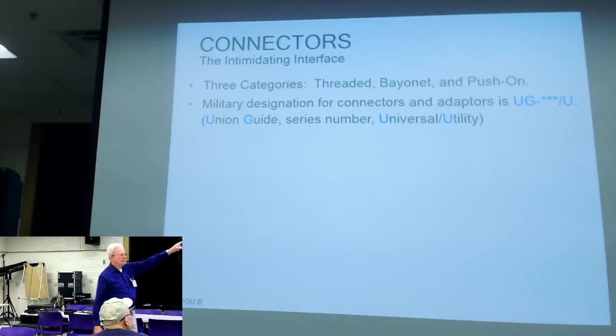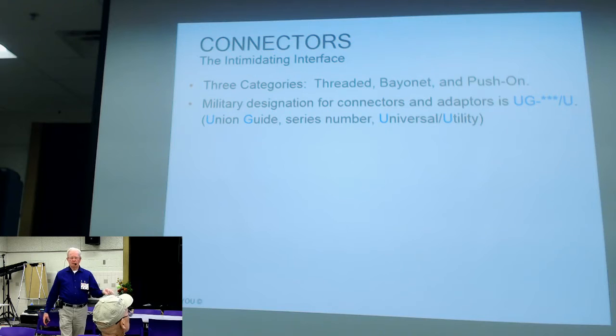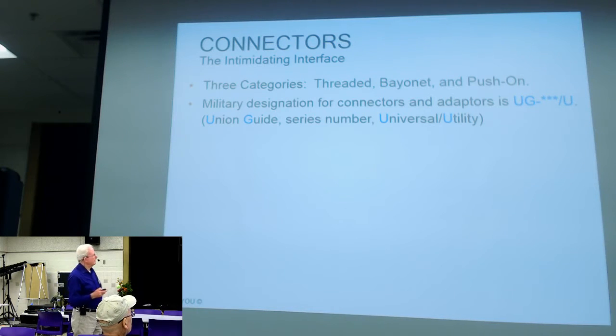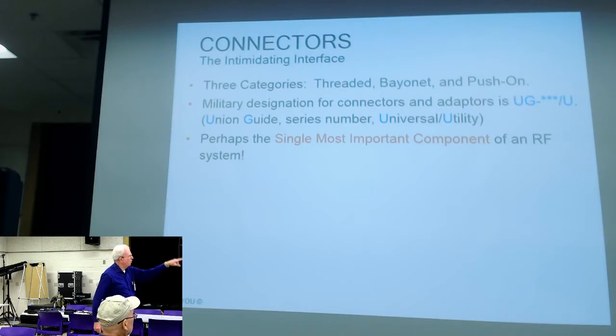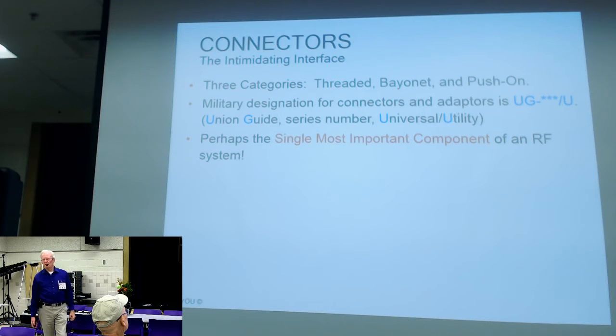Oh, I meant to say that coax cable is RG. All connectors start with UG, like a Type N. You want to buy a Type N? Well, my logistics would say, what's that? Oh, it's a UG76. Oh, yeah, we got those. So you got to have the right UG. It is the most important component of an RF system as far as I'm concerned. You can screw up your $50,000, $100,000 radios, and I've seen it done overseas.